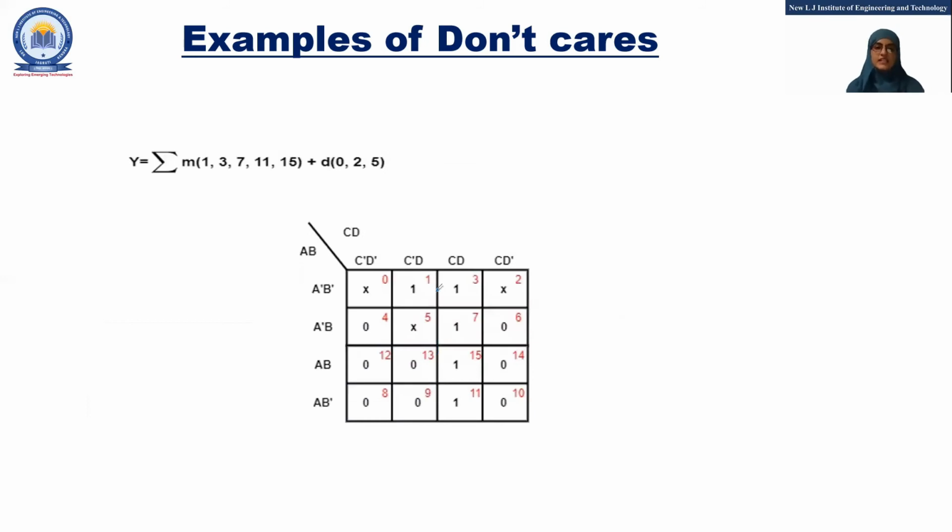Next is this example of don't care condition. So here we can see that we can make this chord. So answer of this chord is C, D. And also we can make this chord. So answer of this chord is A bar, B bar. So answer will be A bar, B bar plus C, D. Here we did not consider this don't care term and we considered this and this don't care term because it is the part of the chord.